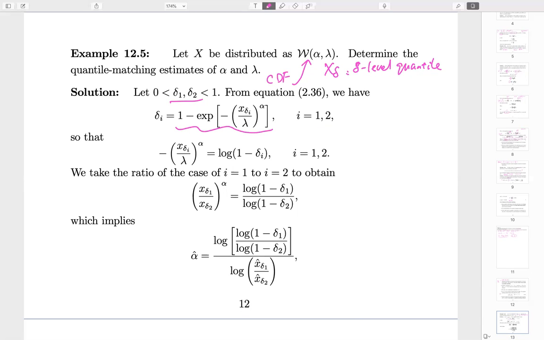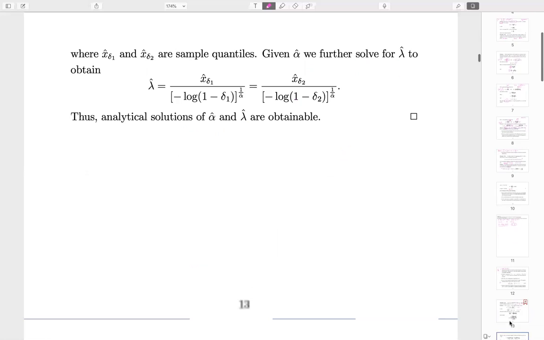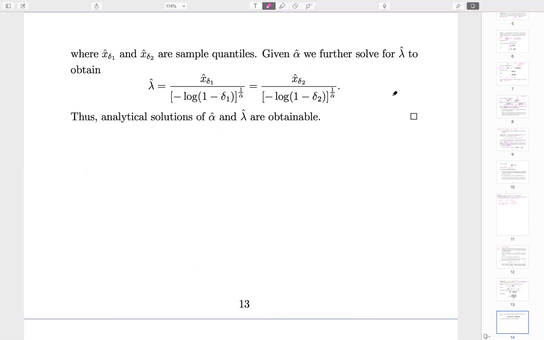We are able to arrive at this system of 2 equations. Both alpha and lambda are unknown parameters. Obviously, you do a ratio, and you are able to get rid of lambda. Then alpha becomes the only parameter in this new equation. It's easy to solve. Once you solve for alpha hat, you can plug back into either equation 1 or 2, and you will be able to get lambda hat as well.